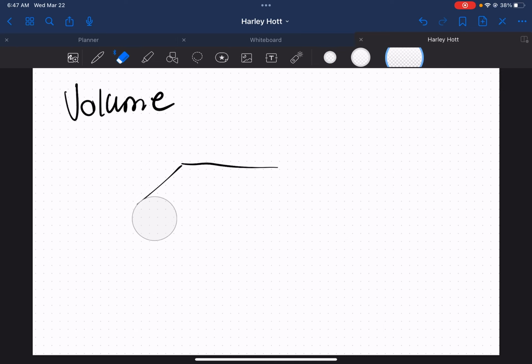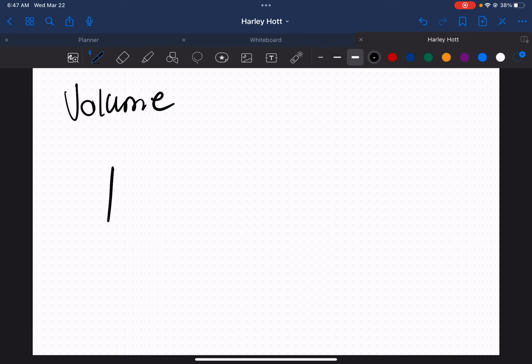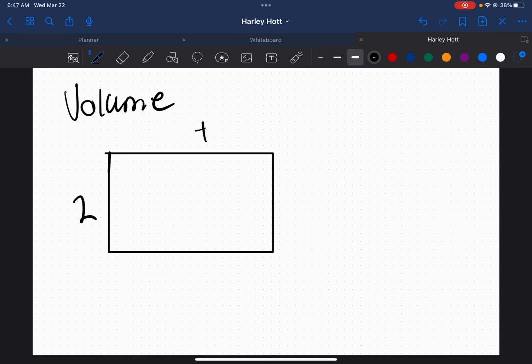Let's first go back to 2D shapes, and let's think about what we're actually doing when we're finding the area. The area of a 2D shape, let's say this is 2 by 4, is figuring out how many 1 by 1 squares can fit inside of this shape. That's what we're curious about.